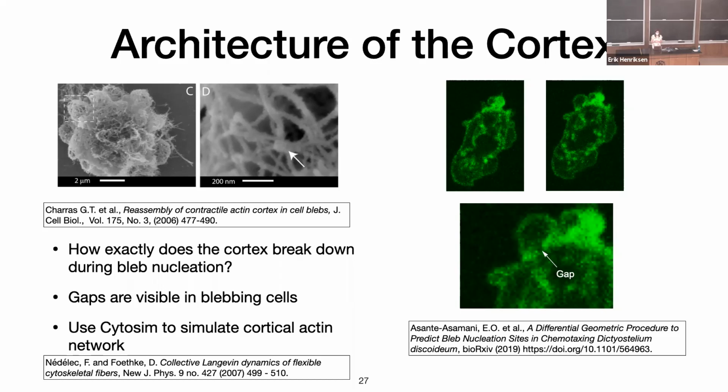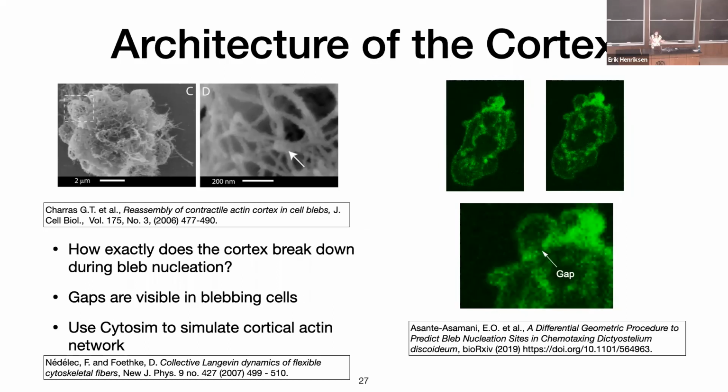And so one question is, what happens to the cortex during bleb nucleation? And so these are just some experimental images from some colleagues at Hunter College in New York, and what they saw in dictyostelium. So you can see this is where the bleb's going to grow. After a few seconds, it grows. They actually see these holes form in the cortical network. And so the idea is, how do you get holes in an actomyosin meshwork?